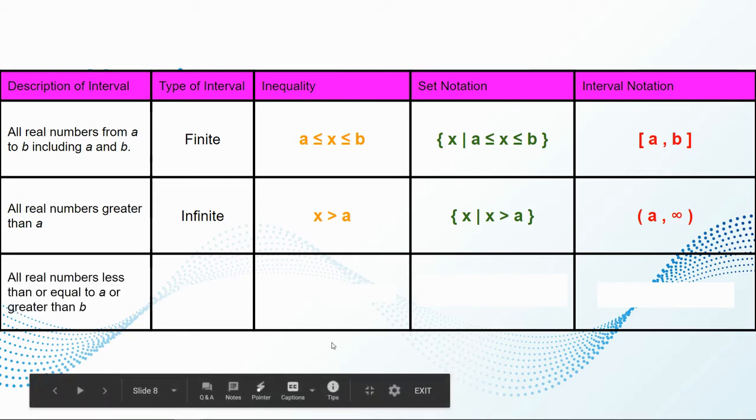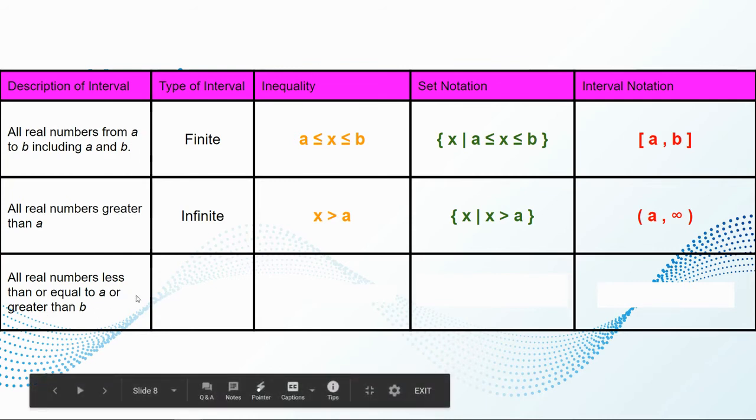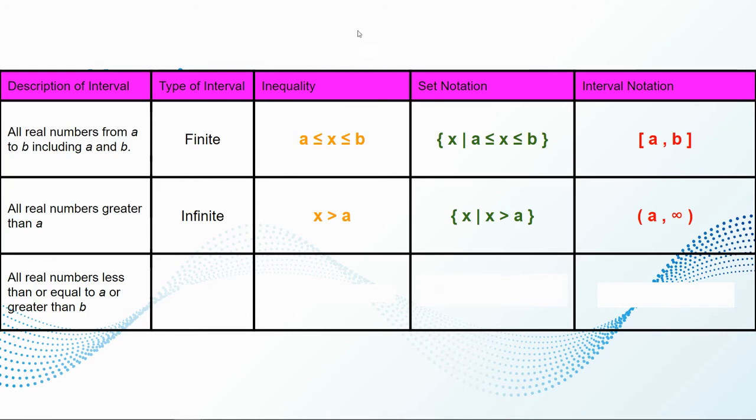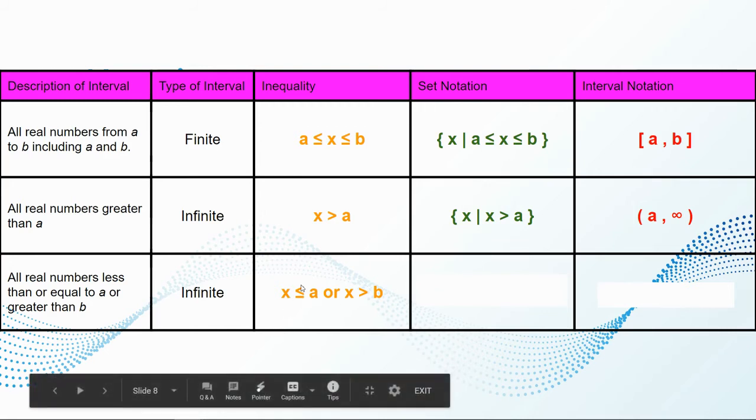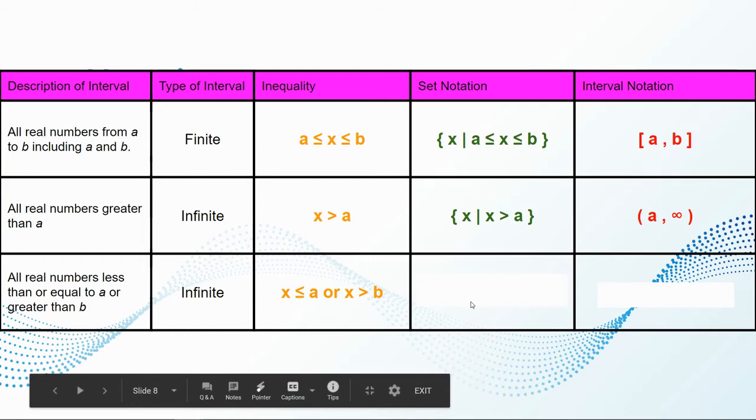All real numbers less than or equal to A or greater than B. So here's an or. The word or is that U that we talked about earlier. So it is infinite because it's talking about things going one direction and things going the other direction. And we'll see that here. So X is less than or equal to A, or X is greater than B. So wherever A is, A could be at 1 and B could be at 2, but between 1 and 2, there's nothing there. That's the idea.